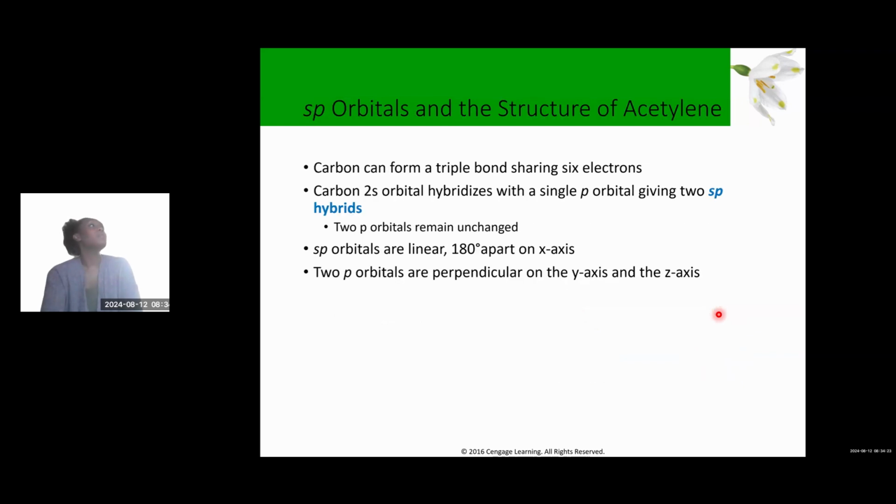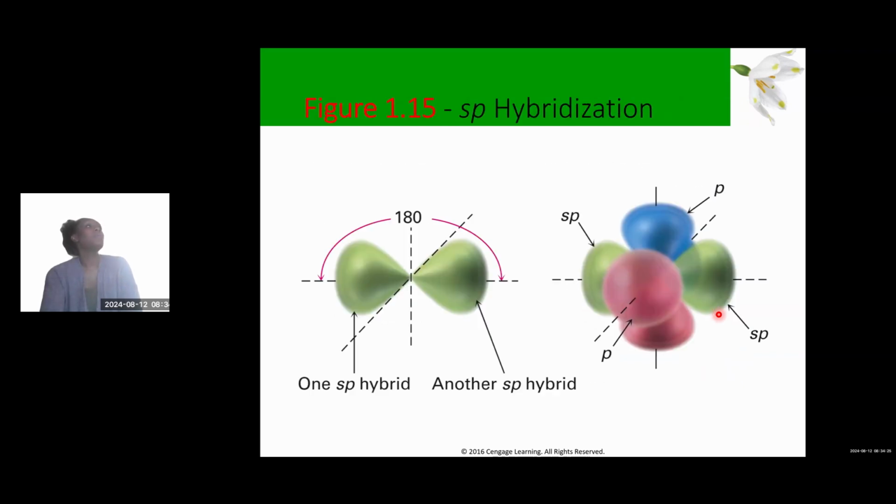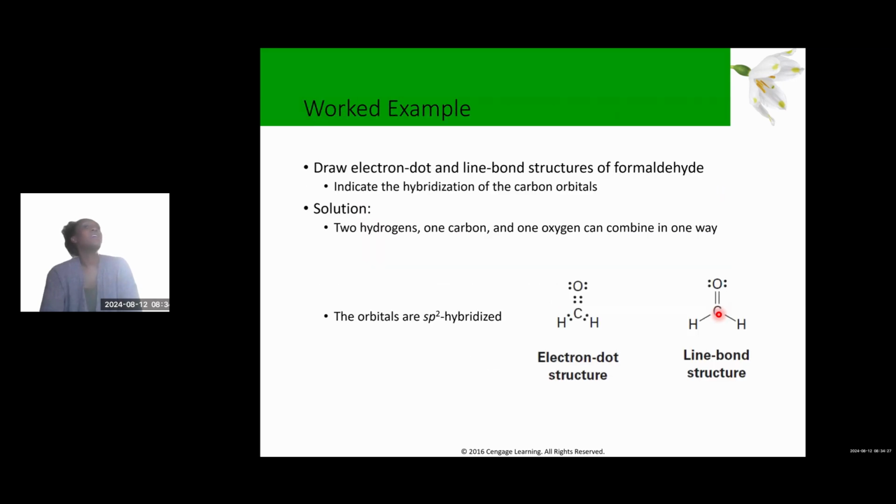Now, let's see if I can see it here. The oxygen also has 3 domains, and so that's also an sp2 overlapping orbitals there.